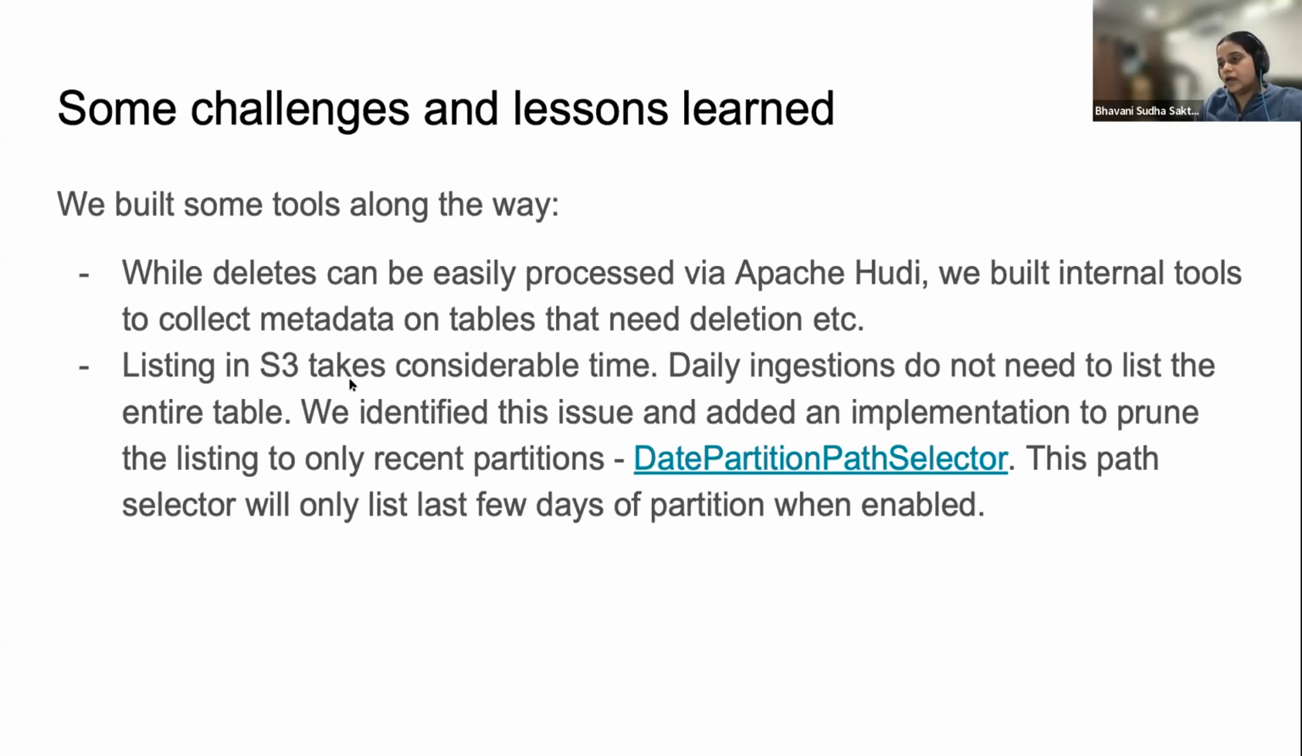And our Delta Streamer based ingestion was showing poor listing performance in certain large tables. We looked into this issue and identified that for daily ingestions, listing the entire table was not needed. So we contributed a patch. We contributed an implementation of the path selector. It's called the date partition path selector.